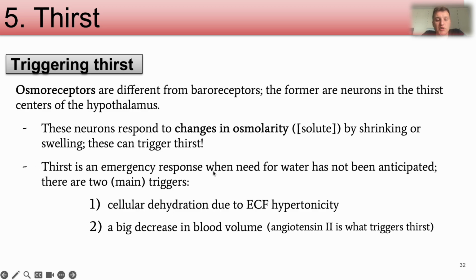So thirst is an emergency response when need for water has not been anticipated. And there are two main triggers. You have cellular dehydration due to the ECF hypertonicity, and you have a big decrease in blood volume. So that's because angiotensin 2 is what triggers thirst, right?